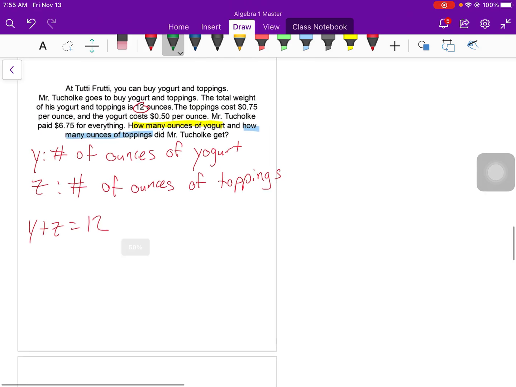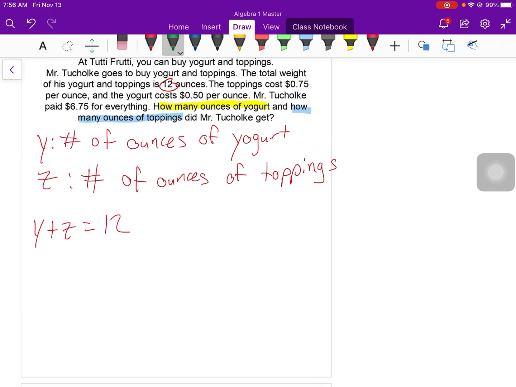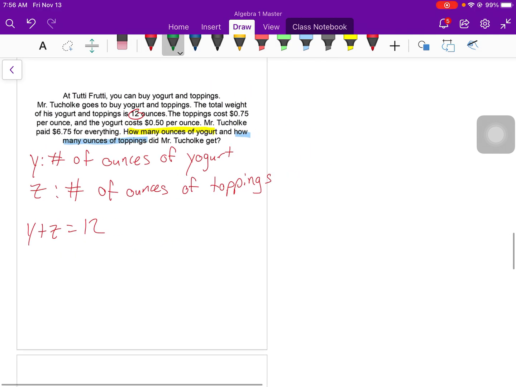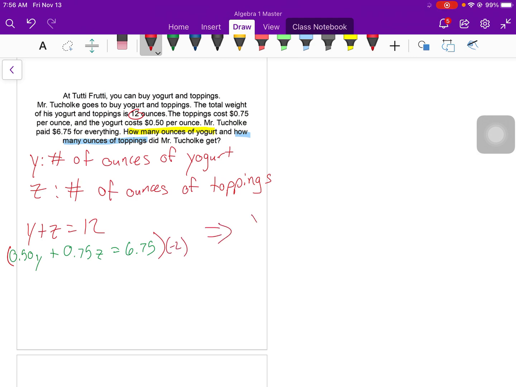Now I'm saying I'm going to take the value of each type of variable. So the value of yogurt, so the cost of the yogurt, is 50 cents per ounce, plus the cost of the toppings is 75 cents per ounce. For both of those, I just take the cost times how many ounces I get, and altogether that's $6.75. So I can use whatever method I want to. I'm going to use elimination and multiply this bottom one by -2. So I've got y plus z equals 12 on top still.